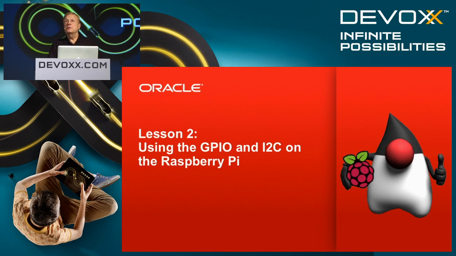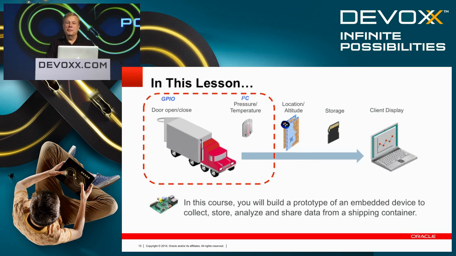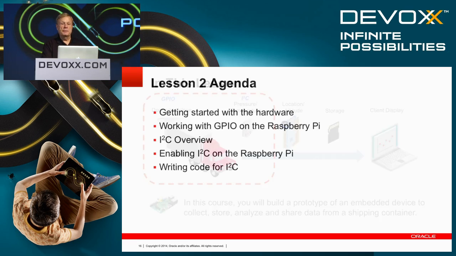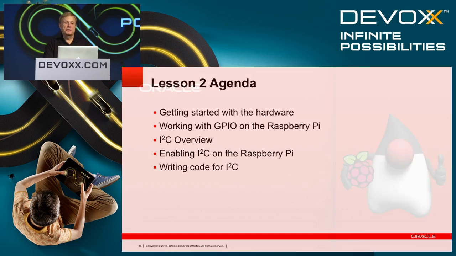So first of all, GPIO and I2C. We'll talk about the first two boxes, GPIO and I2C, to catch the door opens and closes and the pressure and temperature. So first thing in this lesson, we want to get started with the hardware, give you an overview on GPIO, and also give you an overview and tell you how to work with I2C.